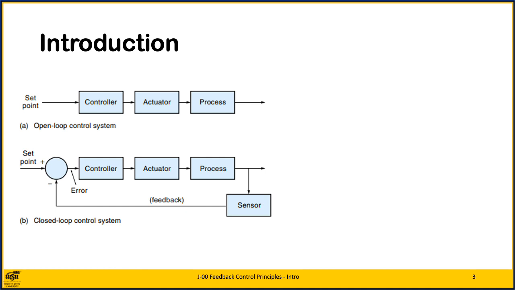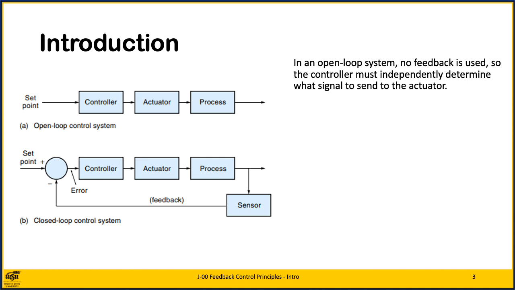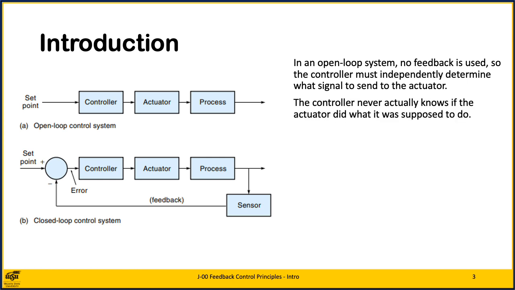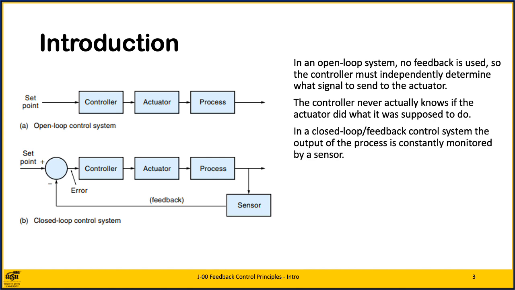Broadly speaking, control systems can be classified into two groups, open loop and closed loop. In an open loop system, no feedback is used, so the controller must independently determine what signal to send to the actuator. The trouble with this approach is that the controller never actually knows if the actuator did what it was supposed to do.